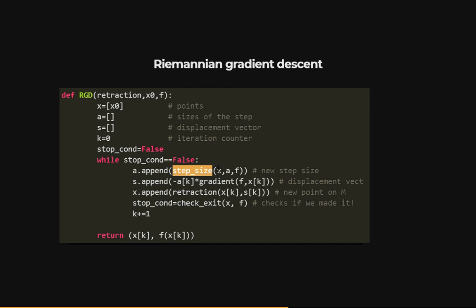A step size means, you remember before, I told you that we move proportional to the derivative, proportional to the gradient. Not exactly the gradient, but proportional to it. So we need something to multiply the gradient by.